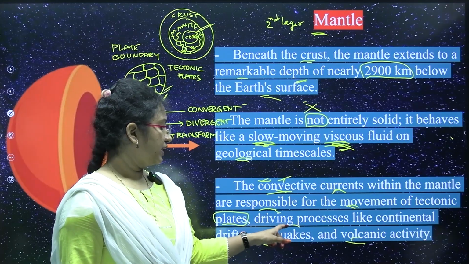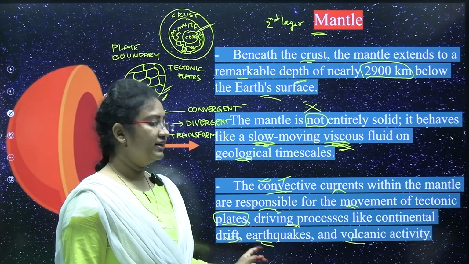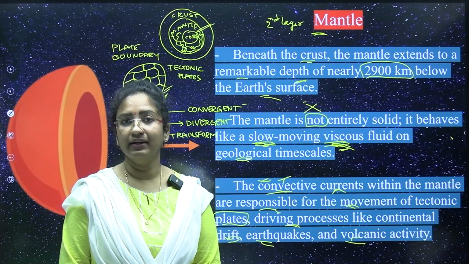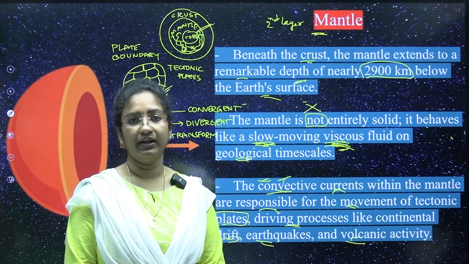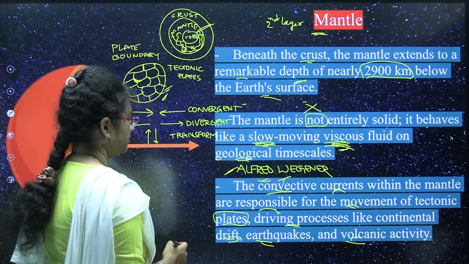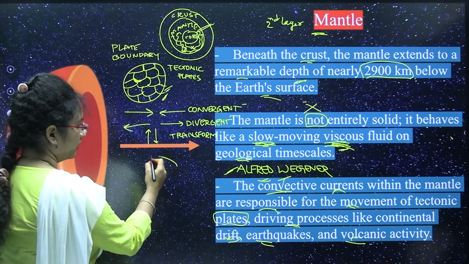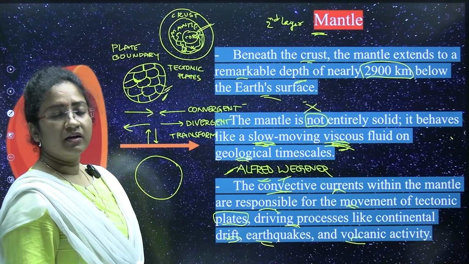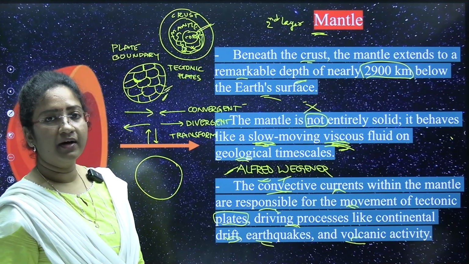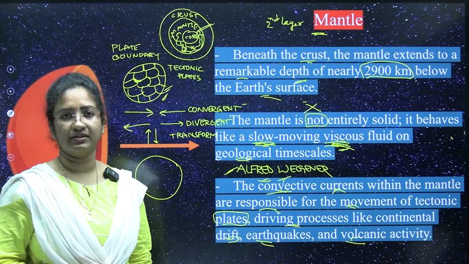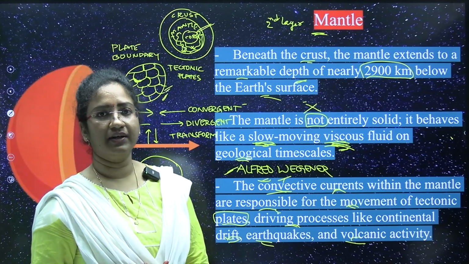One is that it drives processes like continental drift. Have you ever heard about the continental drift theory? It was given by Alfred Wegener. What I said is about the entire continents that we see right now on the surface of the earth. Now I hope you are aware of the world map, where the different countries are present and what the continents are that we have.